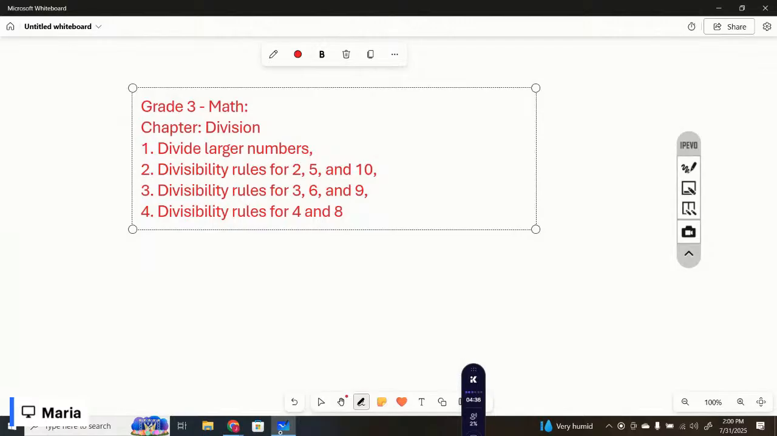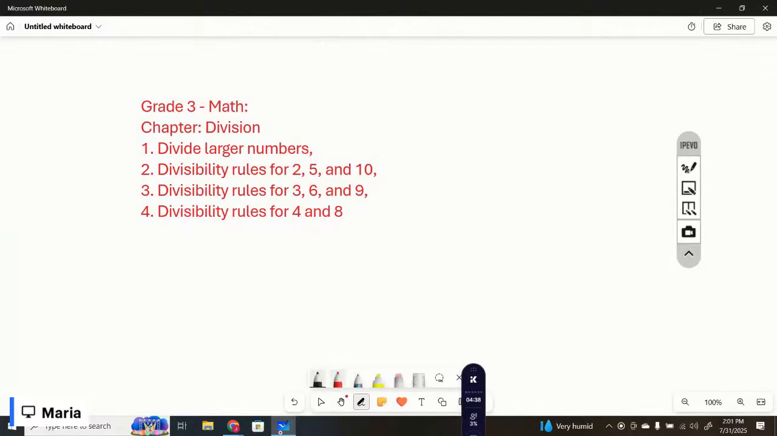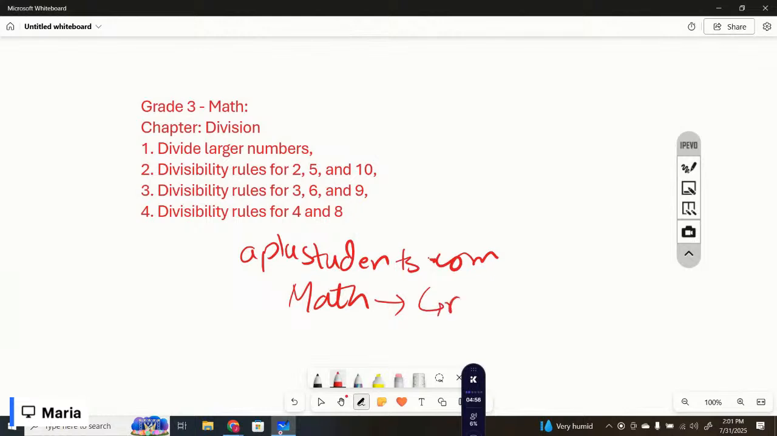You can find all the lessons on aplusstudents.com. You have to log in there using your email address and password as provided by the administrator. Then you have to select math from the subject tab, scroll down to grade 3 math, and then click on view all lessons. There you can find a list of the chapters. We're going to start with the chapter division.